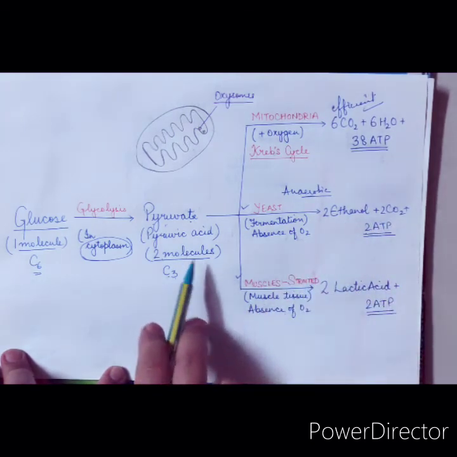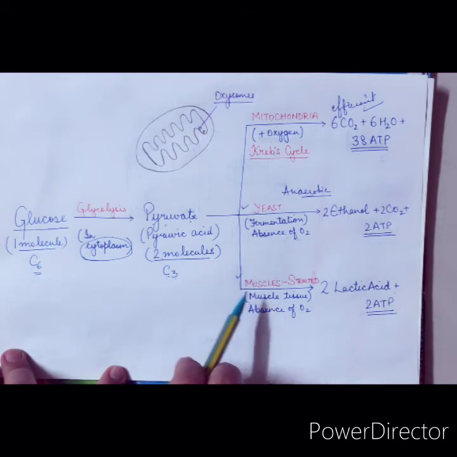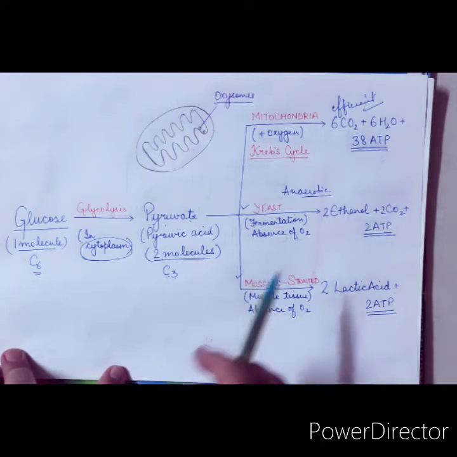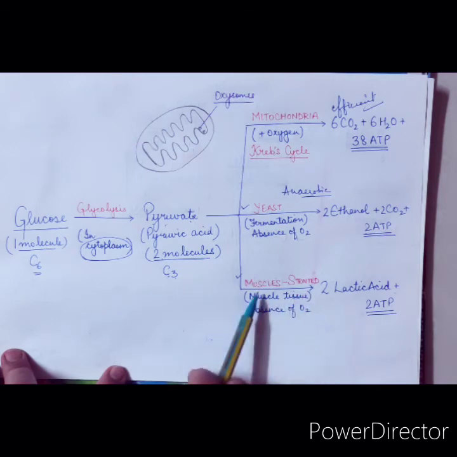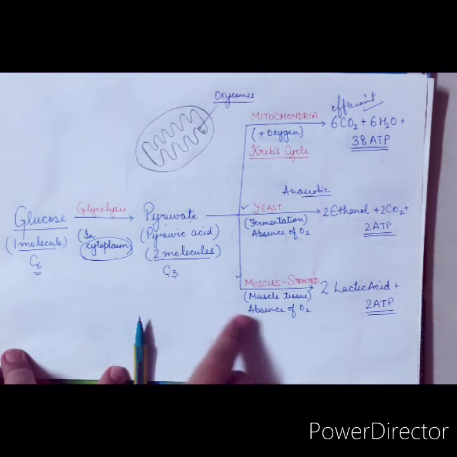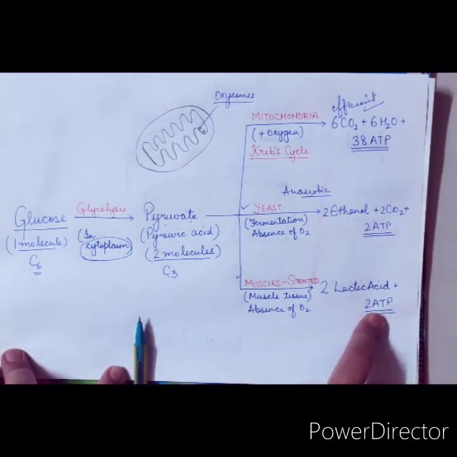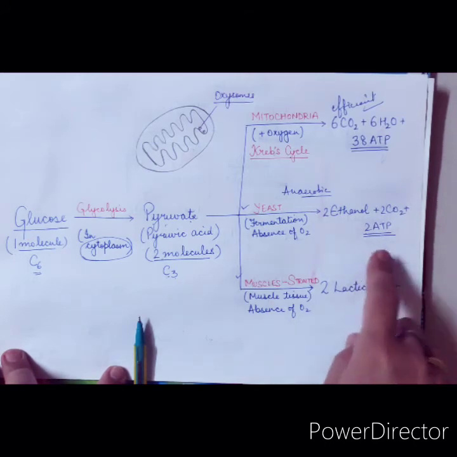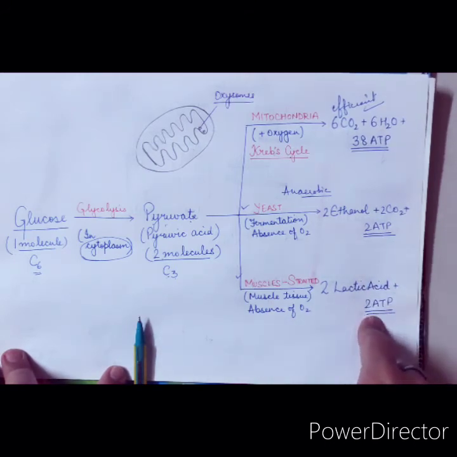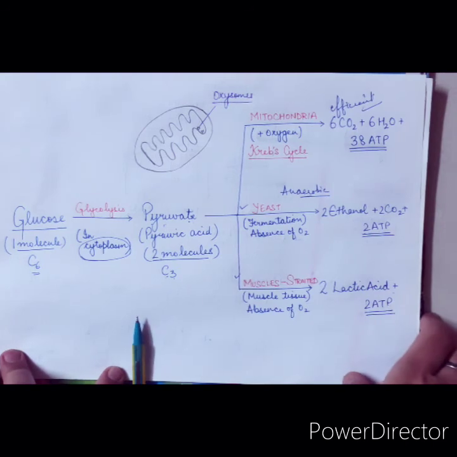Then in human beings also, especially in animals where striated muscles are present and they have to do a large amount of work and oxygen is not available, the muscle tissue will not wait for oxygen. It will take this pyruvate, and in the absence of oxygen only, it will produce lactic acid with the release of 2 ATP. So again the energy production is very less, but still something is being produced.